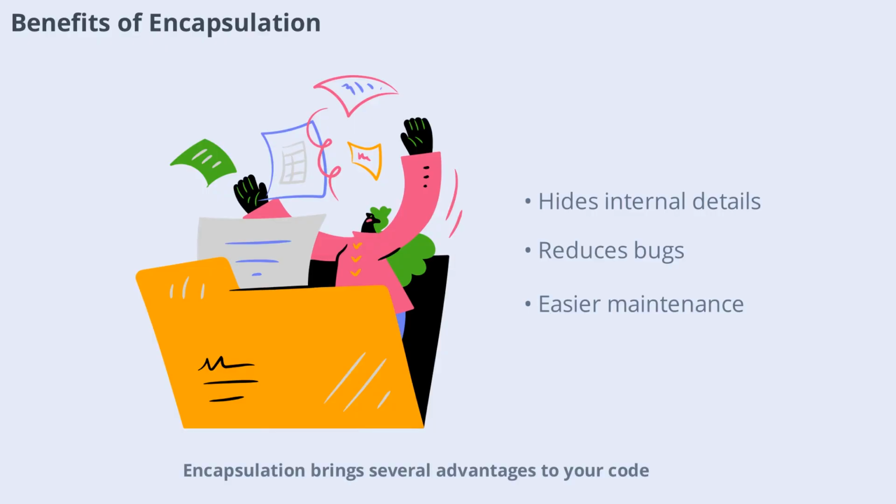Encapsulation brings several advantages to your code. It makes your objects safer by hiding their internal details and exposing only what's necessary. This reduces the risk of bugs caused by unintended changes. It also makes your code easier to maintain, since you can update the internal implementation without affecting other parts of your program. Overall, encapsulation leads to more robust and reliable software.